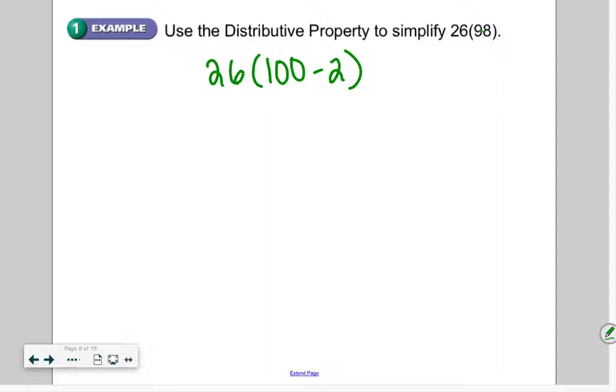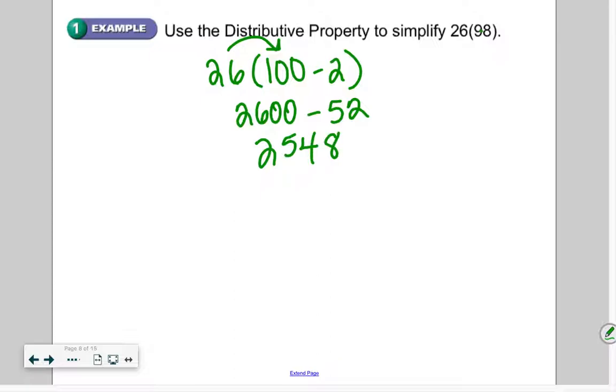Now, if I distribute 26 times 100, what number do you get? 2,600. And what's 26 times 2? 52, did I hear you say? Now, what's 2,600 minus 50? 2,550, right? But this is 52, so what's my answer going to be? 2,548.